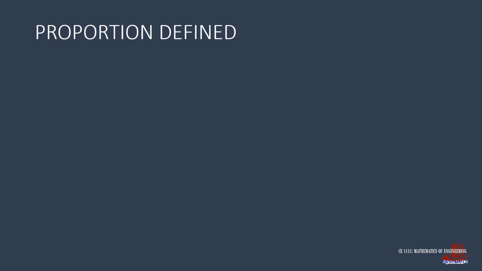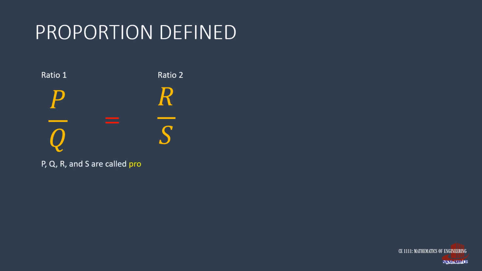The next term we will define is proportion. This is the relationship of two ratios. Let's place P over Q as our first ratio and take R over S as the second ratio. We can equate them to have an equal relationship, where P, Q, R, and S are called proportionals.